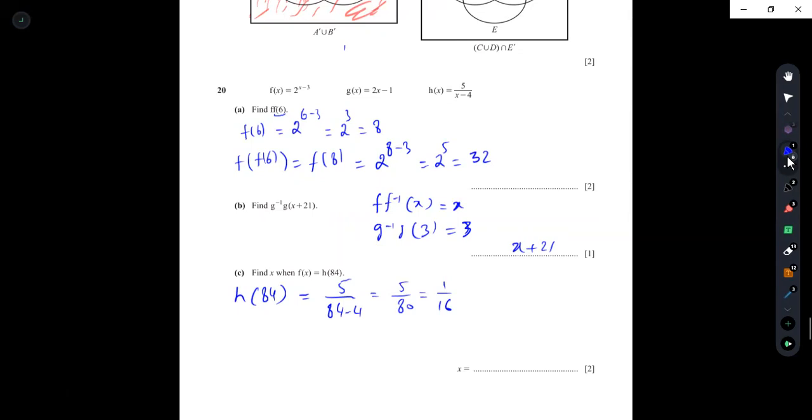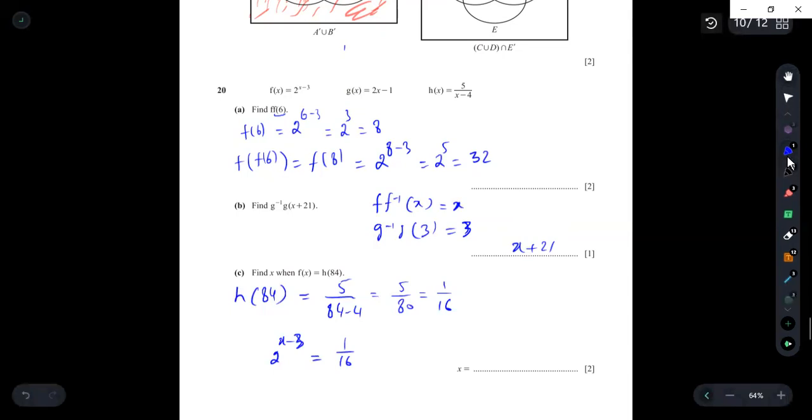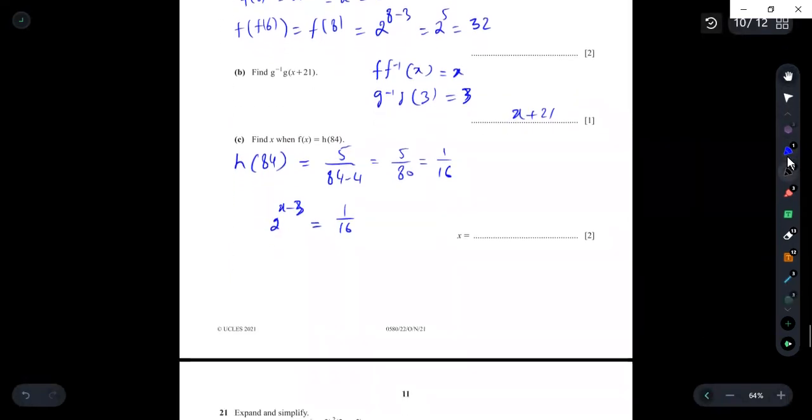So we are told to find x when f of x is equal to this. f of x is 2 raised to the power x minus 3, which equals h of 84, which is 1 over 16. Now x is in the power, so it is an exponential equation. To find the value of x, we have to write both sides with the same base. That means 2 raised to the power something here also. We know that 16 is 2 raised to the power 4.